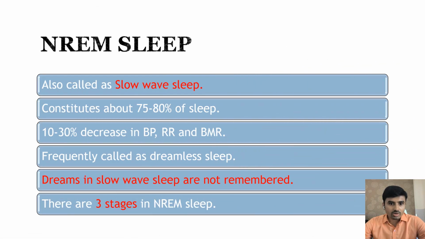NREM sleep is also called slow wave sleep. It constitutes about 75 to 80%, and there is a 10 to 30% decrease in the BP, respiratory rate, and basal metabolic rate. It is frequently called dreamless sleep. Dreams in this slow wave sleep are not remembered. There are three stages in NREM sleep.